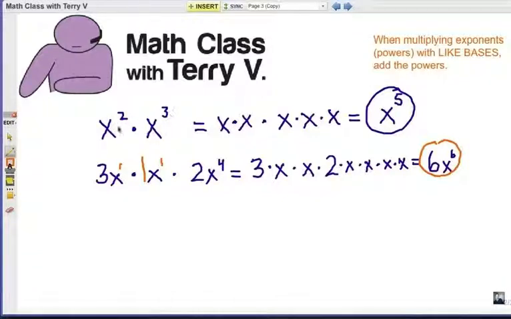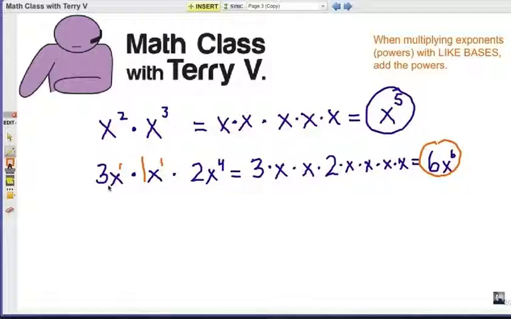if we're going to take two things, multiply with powers here, these are like bases, x and x in this case. The answer is x to the fifth because we add the powers. So here's the rule. When multiplying exponents or powers with like bases, you're going to add the powers.